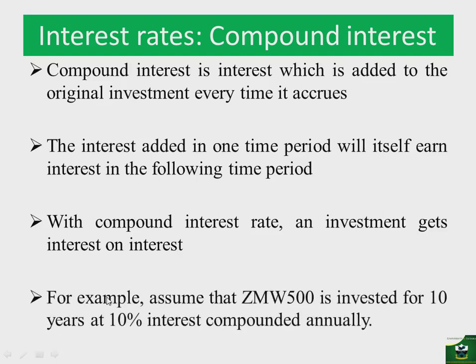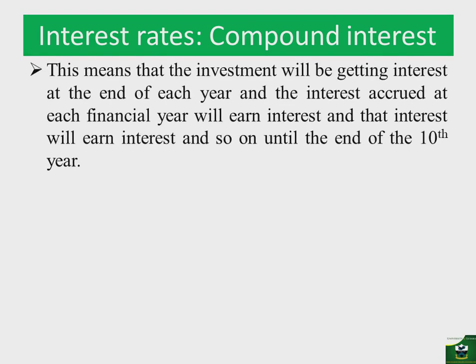For example, assume that 500 kwacha is invested for 10 years at 10% interest compounded annually. So if we invest 500 kwacha for 10 years, and this interest is compounded annually, then it means that the investment will be getting interest at the end of each year, and the interest accrued at each financial year will earn interest, and that interest will earn interest, and so on until the end of the 10th period.